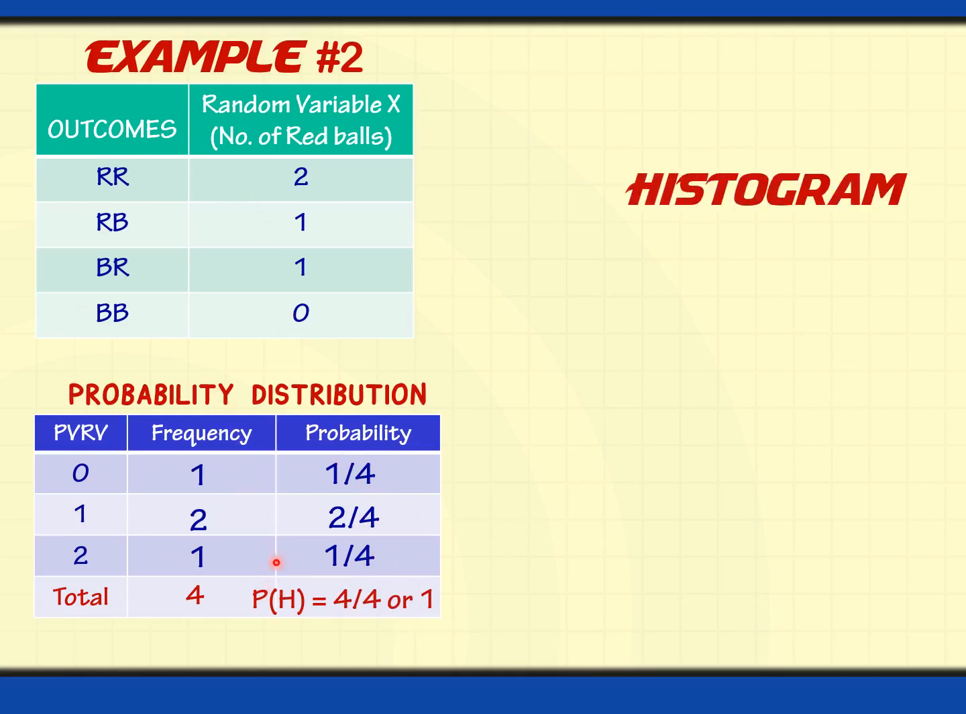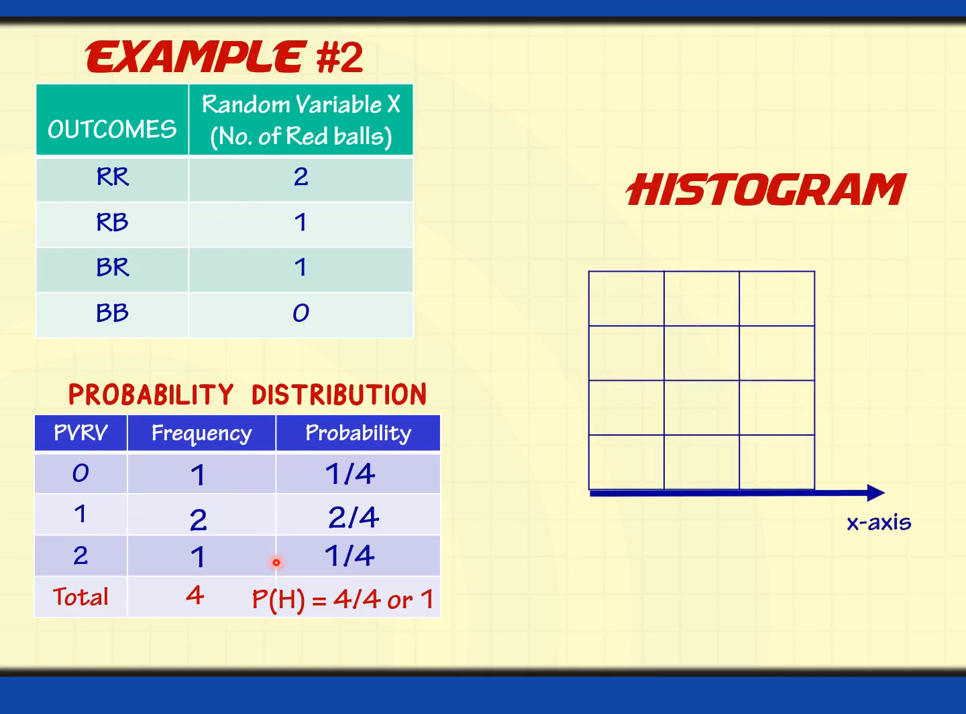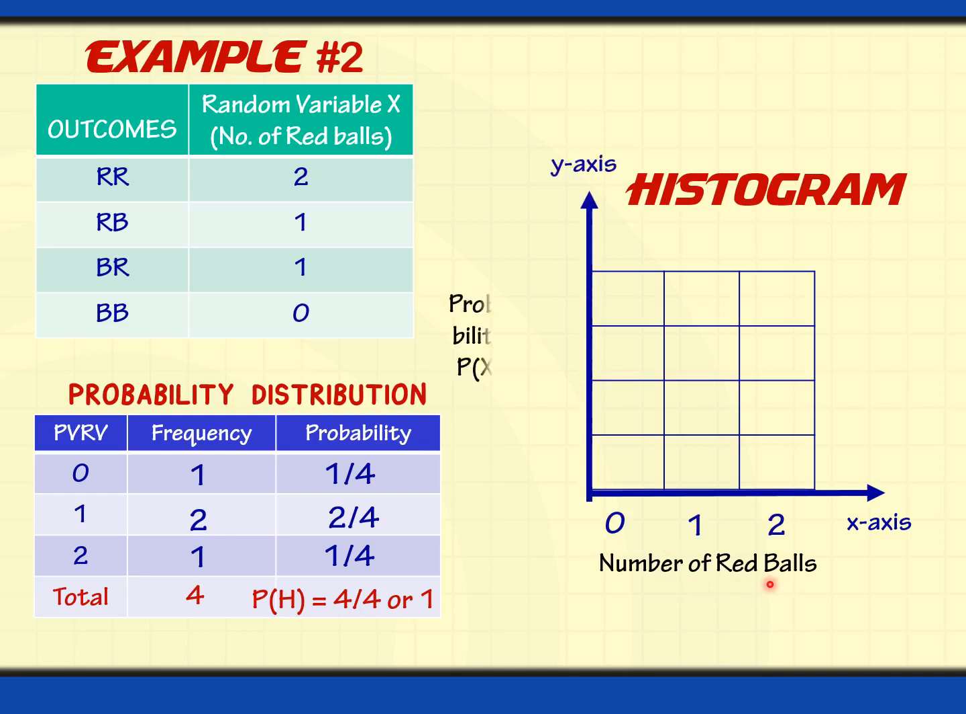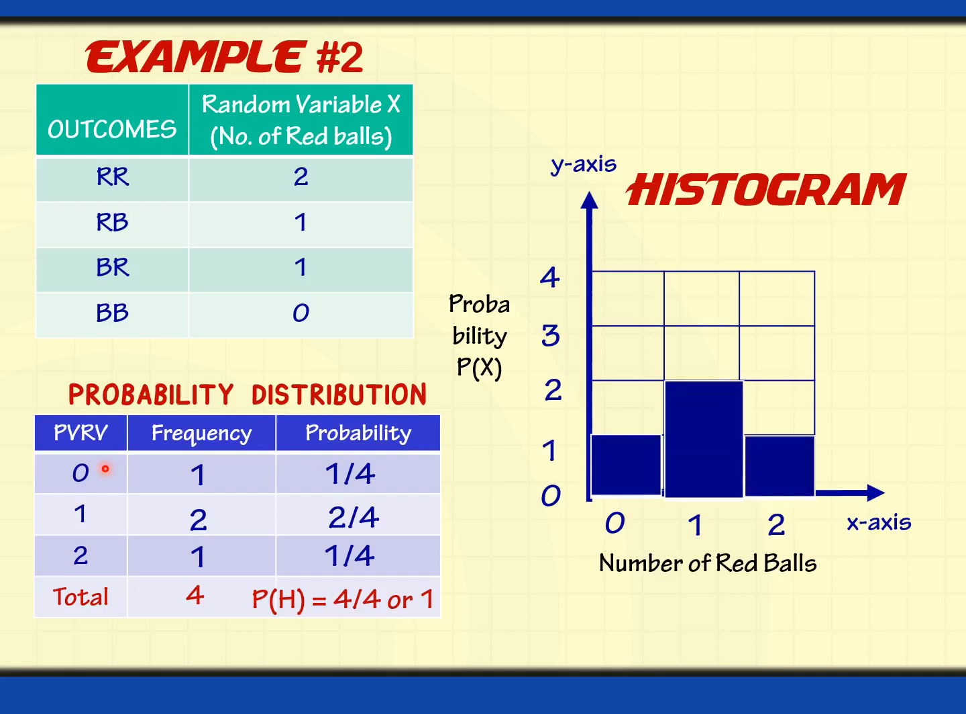And the last step is the histogram, the same process. Here on the x-axis, we have the number of red balls, so we have 0, 1, or 2. And for the vertical axis, you have the probability 0, 1, 2, 3, and 4. And then we just shade it. We will shade 1 square out of 4 for 0 red balls, and then 2 over 4, and then 1 over 4 again. So this is now the histogram for problem number 2, step number 4 and step number 5.